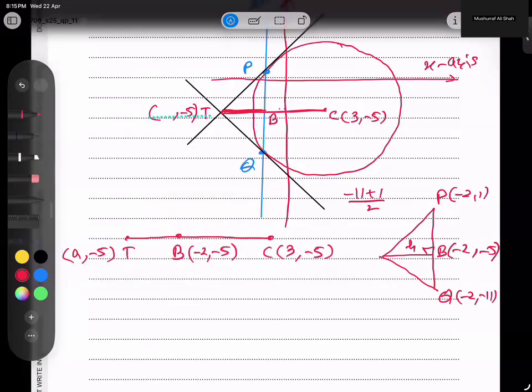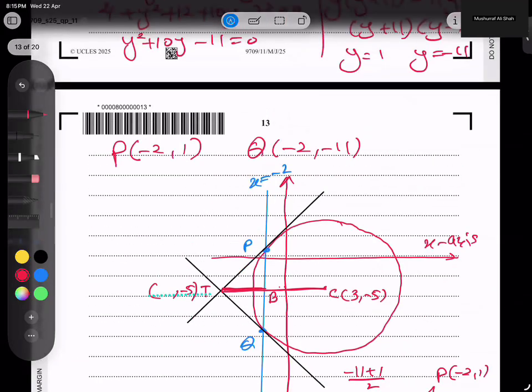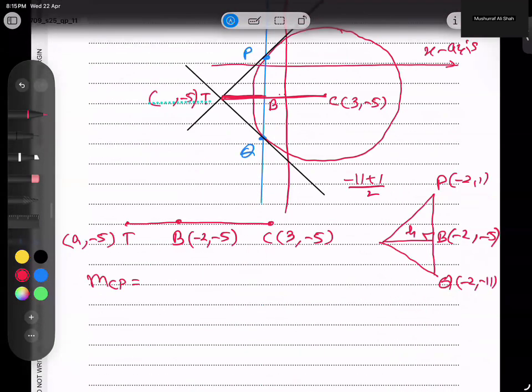Okay, so what is CP? We have a gradient of CP. The C coordinate we have, yes. The P coordinate we have, exactly. What is the P coordinate, student? -2, 1. Okay, -2, 1, correct.